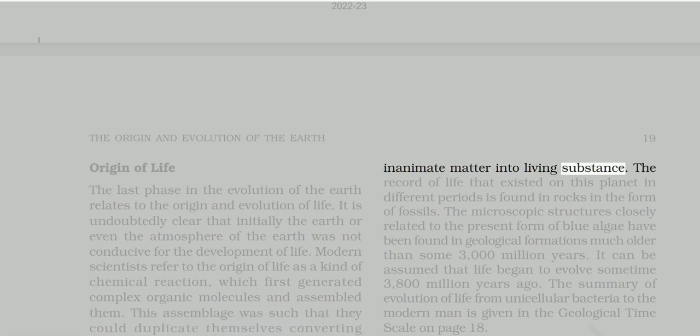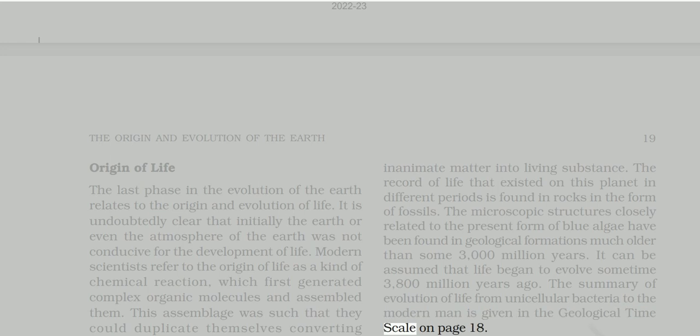The record of life that existed on this planet in different periods is found in rocks in the form of fossils. The microscopic structures closely related to the present form of blue-green algae have been found in geological formations much older than some 3,000 million years. It can be assumed that life began to evolve sometime 3,800 million years ago. The summary of evolution of life from unicellular bacteria to the modern man is given in the geological timescale on page 18.